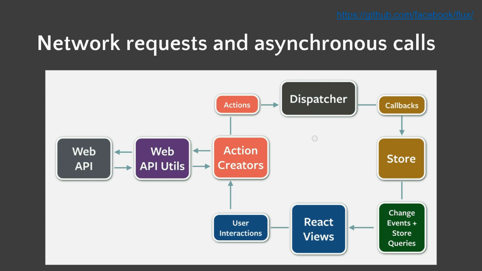Then when the information is returned, the action creator creates an action to dispatch with the dispatcher, and the store receives this action. This action arrives at the store, applies business logic, and then emits, okay, I've changed. Then this change event returns to the view, and the view re-renders itself appropriately with the new change. So this is the new data flow with network requests and asynchronous calls.